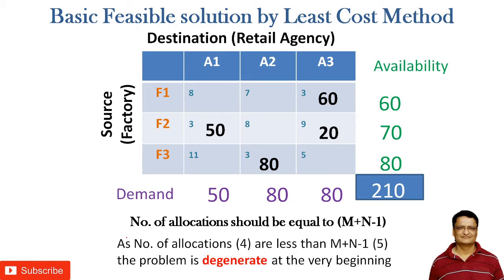That is why this problem is called a degenerate problem, which is happening at the beginning of this problem. So we cannot apply the UV method, or MODI method, directly, and we have to make certain modifications so that we can use the MODI method. And let us see what modifications we need to do.